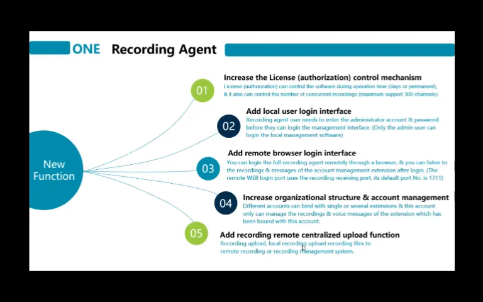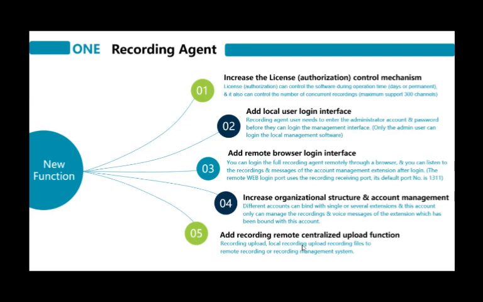So you can also select the recording storage path. More about the recording agent, the new function is that we have increased the license, or the so-called authorization control mechanism. The license mechanism is that you can control during the operation time. You can do it by day, or it can permanently be controlled. And of course, you can control the number of concurrent recordings. I think the maximum is 300, and I think for the license, the minimum is 50.